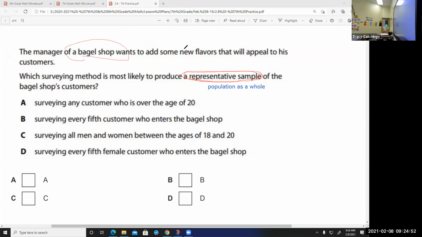All right, so we got a bagel shop. They said they're looking for new flavors that will appeal to customers. Bagel shop, customers. Those are the main things we're talking about right now. Let's look at A. A says survey any customer who is over the age of 20. Would that be a representative sample?